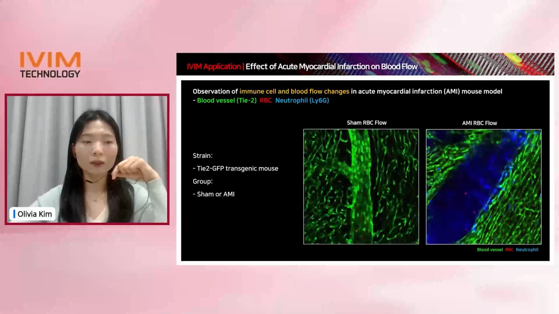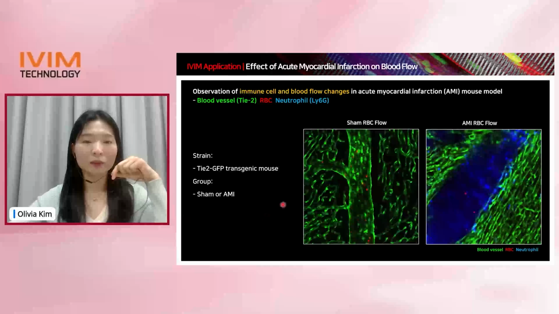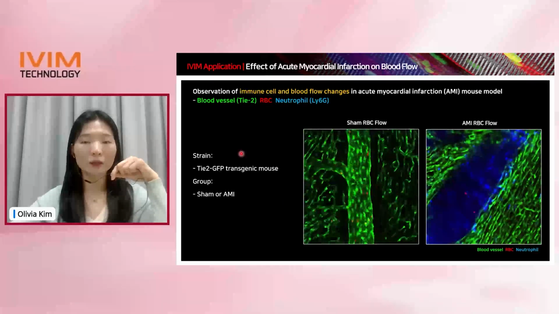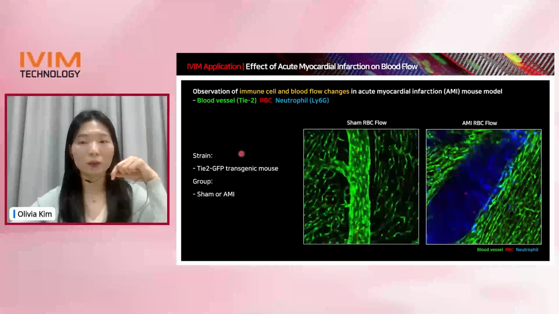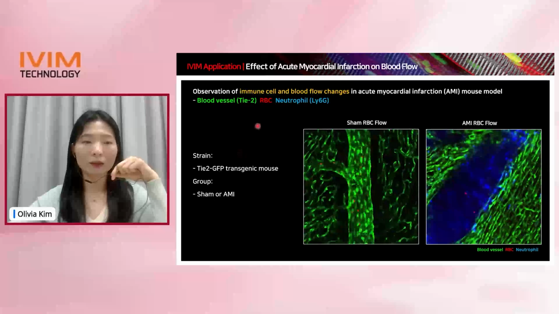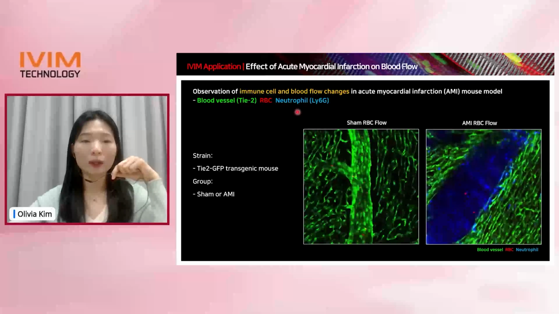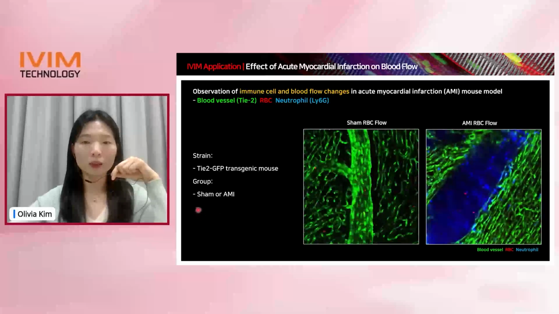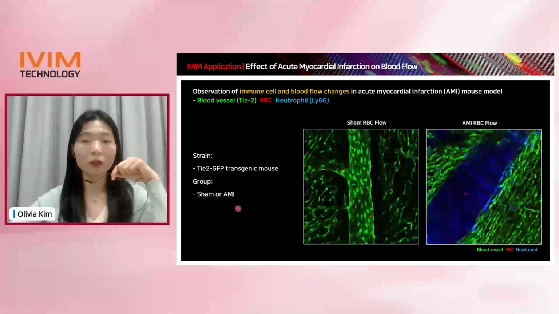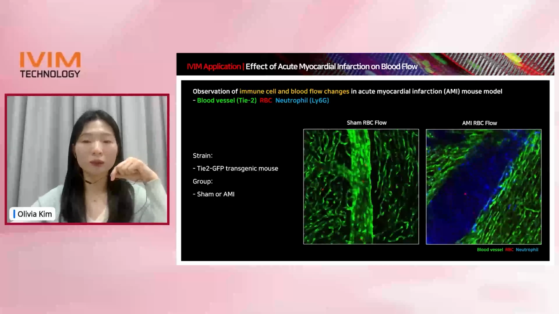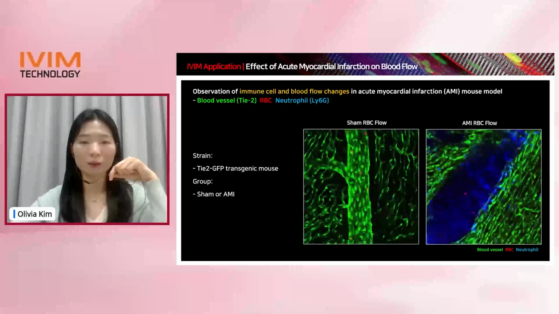To investigate this, we designed the experiments as follows. First, we used Lyz2-GFP transgenic mice to visualize blood vessels, allowing us to monitor both blood flow and immune cell dynamics. Blood flow was tracked using labeled red blood cells, and neutrophils were visualized using Ly6G antibodies. We divided the animals into two groups, a sham group and an acute myocardial infarction group. This allowed us to assess changes in blood flow and immune cell infiltration following infarction.